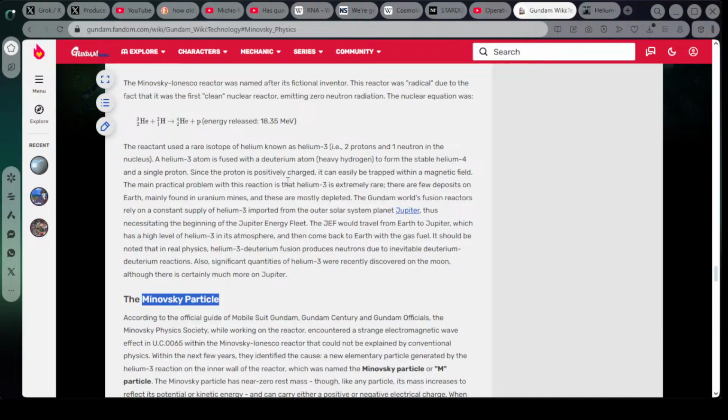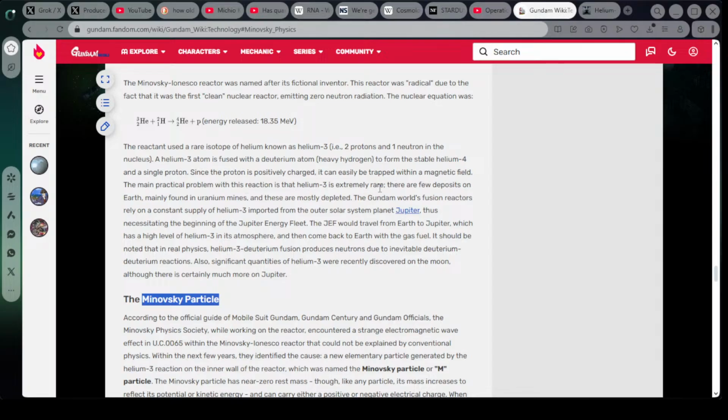Now, here's the weird part, right? The reactant used a rare isotope of helium known as helium-3, i.e. 2 protons and 1 neutron in the nucleus. A helium-3 atom is fused with a deuterium atom, heavy hydrogen, to form the stable helium-4 and a single proton. Since the proton is positively charged, it can easily be trapped within a magnetic field. The main practical problem with this reaction is that helium-3 is extremely rare.